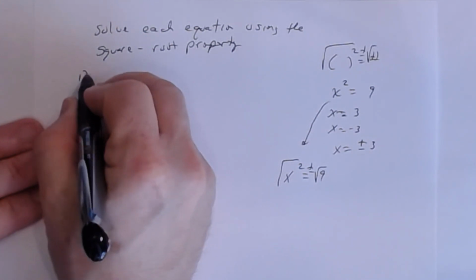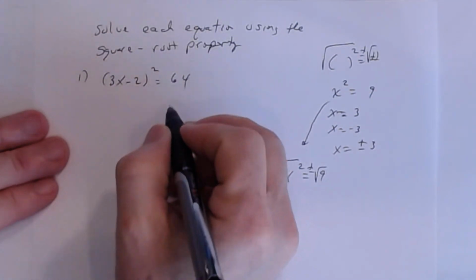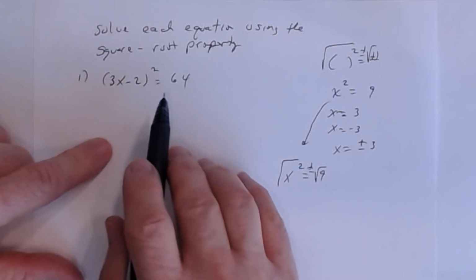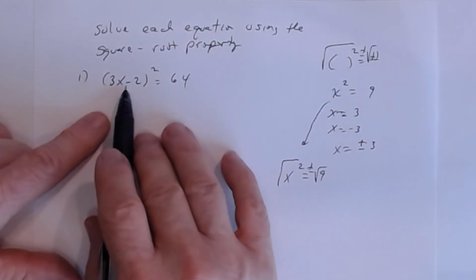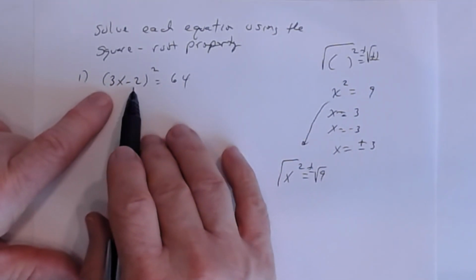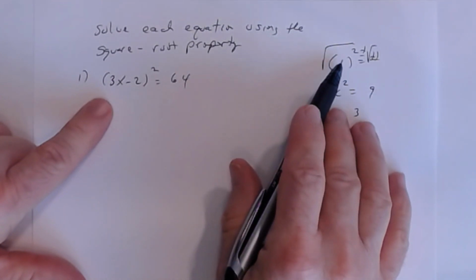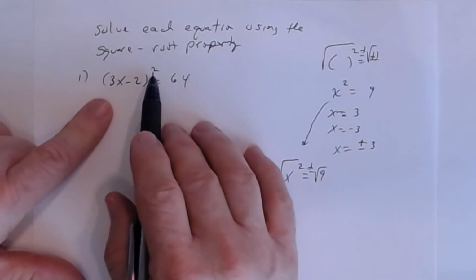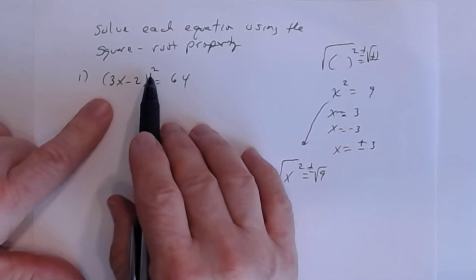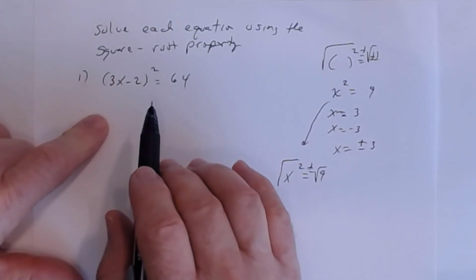So let's look at the first one. Number 1: we have (3x minus 2) squared equals 64. Always remember, before you take the square root of both sides, you want to make sure that what's being squared is by itself on one side. In this case, it is. This expression is being squared and it's by itself. Right now I'm squaring this binomial, and the opposite of squaring is to square root, because you want to get this expression by itself. So I need to get rid of that squaring symbol.